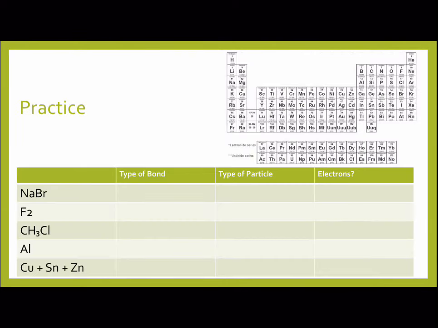Now practice identifying ionic, covalent, and metallic bonds. Our first one, NaBr. We can use our periodic table, and we see that Na is in group 1, and Br is in group 7. This tells us that we have a metal and a nonmetal, so it is an ionic bond. Ionic bonds are called formula units, and the electrons are given or taken.